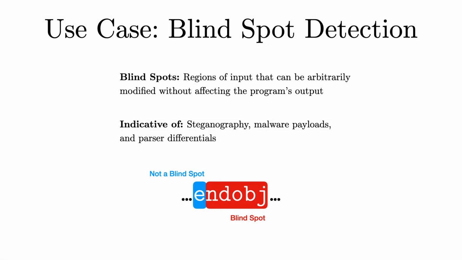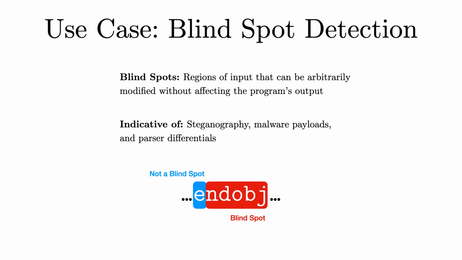So one use case we'd like to talk about is blind spot detection. Blind spots are regions of an input that can be arbitrarily modified without affecting the program's output. So why do we care about blind spots? Well, first of all, they can be used for steganography. Since they don't affect the output or behavior of the program, you can embed whatever data you want in them to send surreptitious messages or perhaps to store malware payloads in files.